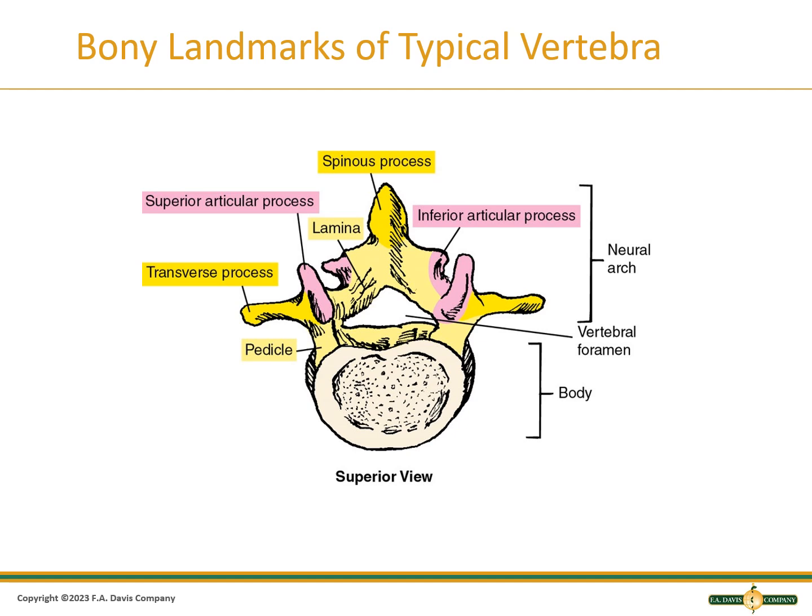You can also see the facet joints in this picture, where we have the superior articular process that would articulate with the inferior articular process of another vertebra above it. So the superior articular process articulates with the vertebra above it, and the inferior articular process articulates with the vertebra below it. Remember, these create our facet joints, and that articulation then creates our intervertebral foramen, which I believe we'll see in another picture here.